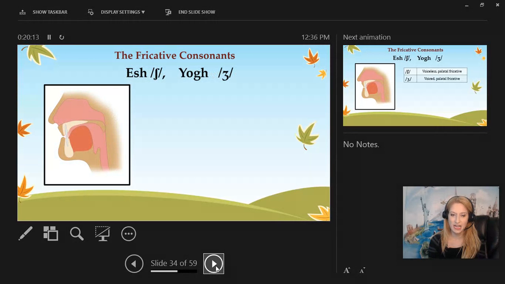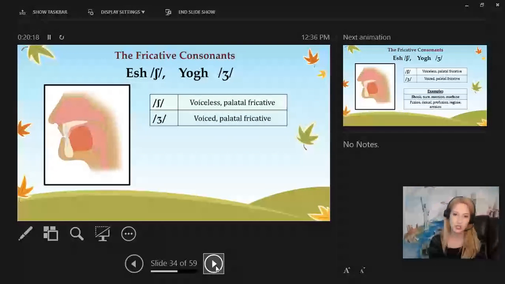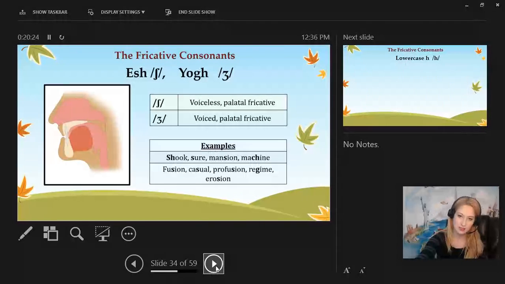Next, we have the esh and the yogh. So the esh is voiceless and the yogh is voiced, and these are both palatal fricatives. So for example, with the esh, we have shook, sure, mansion, machine, which makes the sh sound. And then the yogh: fusion, the zh sound. Casual, profusion, regime, erosion.